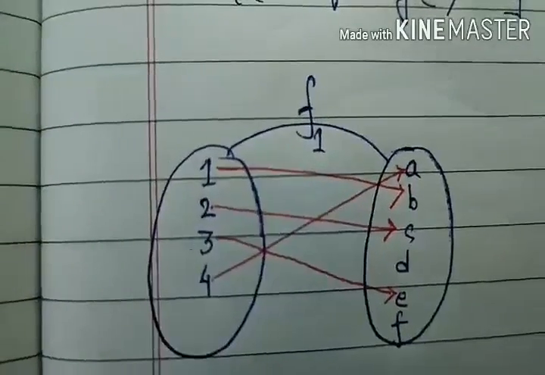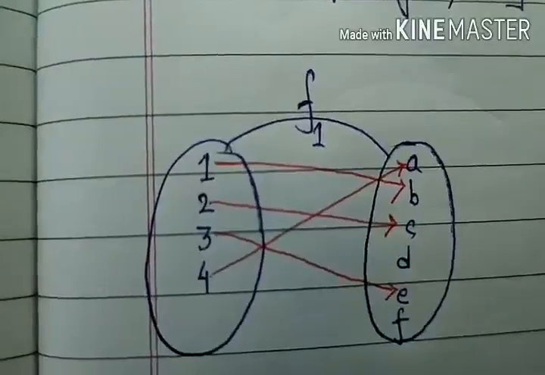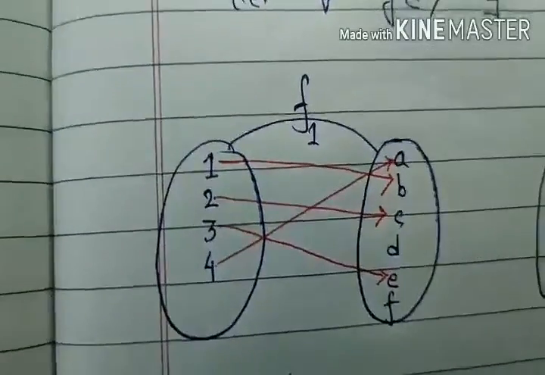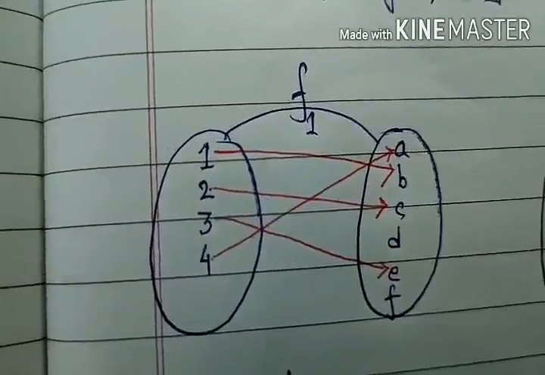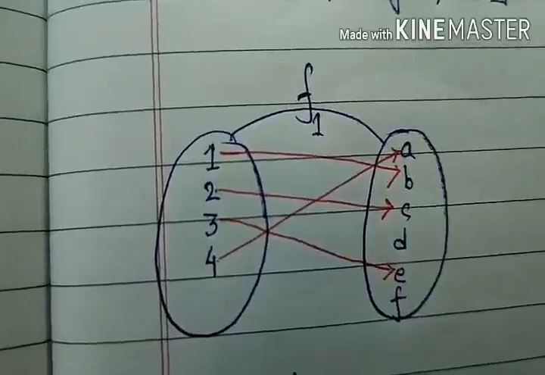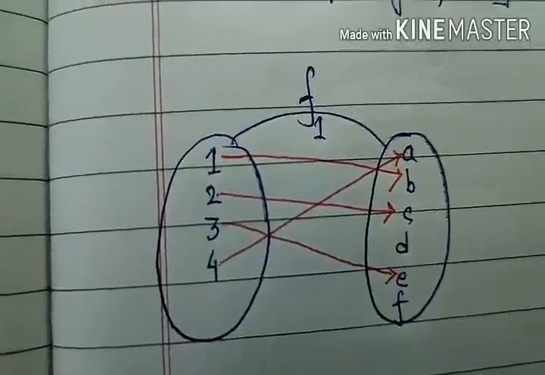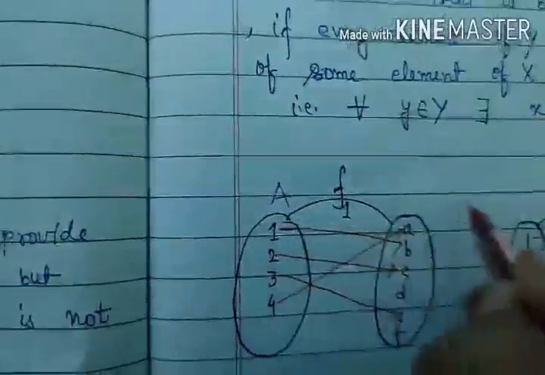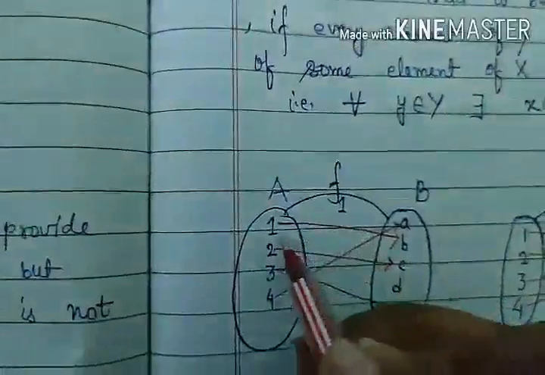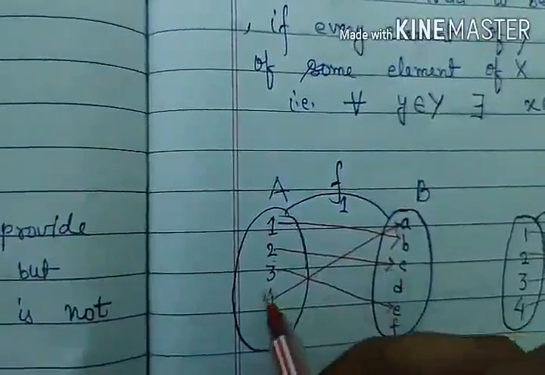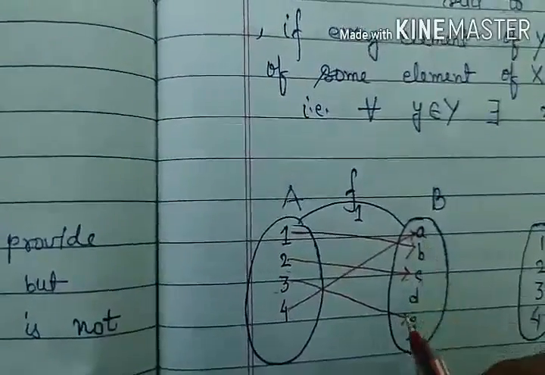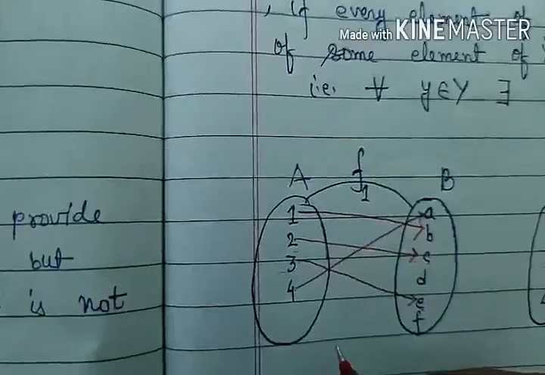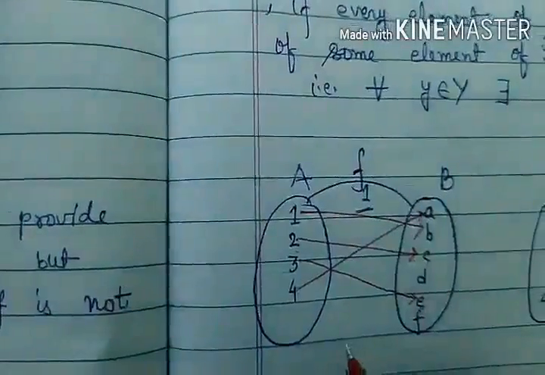Now we will understand these facts from the pictorial form. In this f1, if you see, 1, 2, 3, 4 elements are there, and in a, b, c, d, e, f there are a few more elements. If you say this set A and this set B, you can see that 1 is mapped on B, 2 is mapped on C, 3 on E, 4 on A. So one element is mapped on one only. So we can say this kind of function is a one-one function.